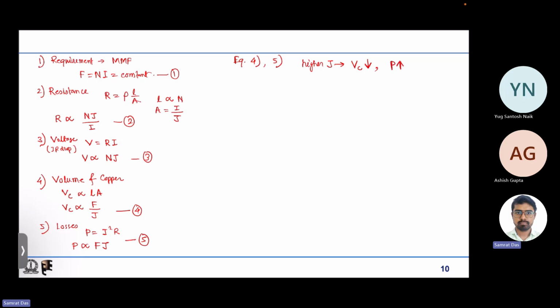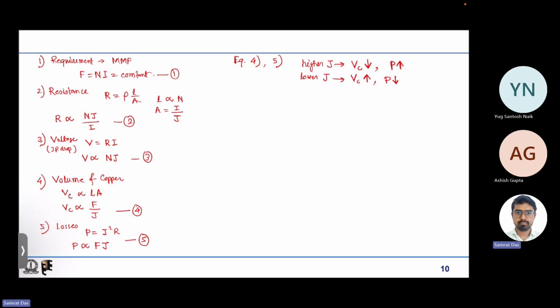So our volume of copper, our copper cost, will go down, but our losses, the electricity and whatever is the corresponding rupees to that, will increase. So the electricity bill will increase if we go for higher J. And on the other hand, if we go for lower J, lower current density, then equation 4 tells you that the volume of copper will go up, and losses will go down. So clearly you can see that there is something to optimize.